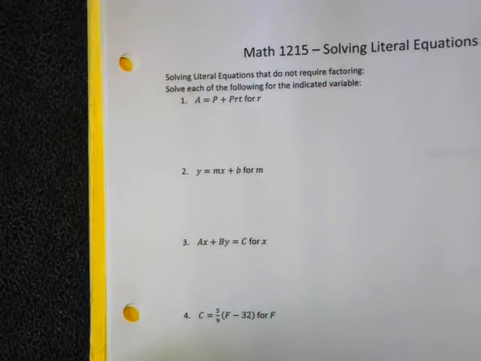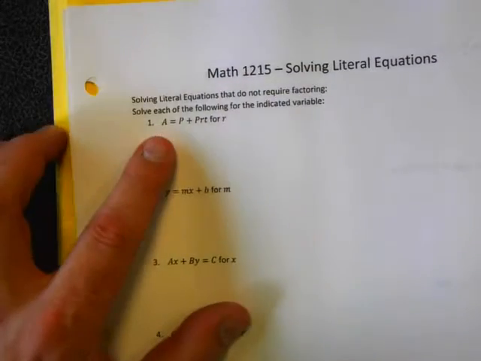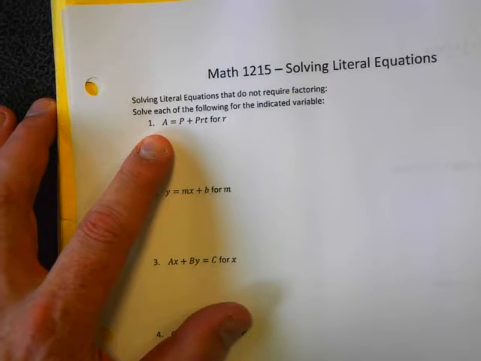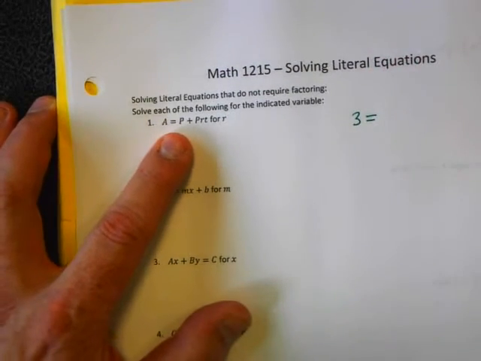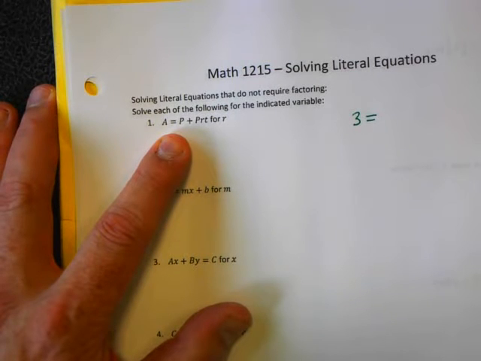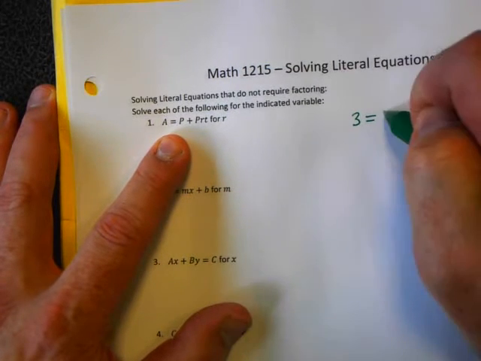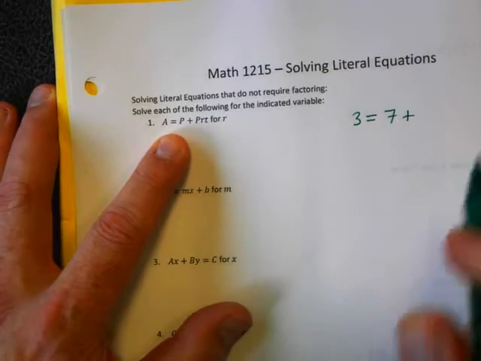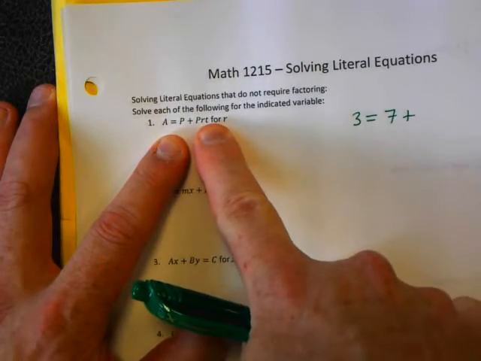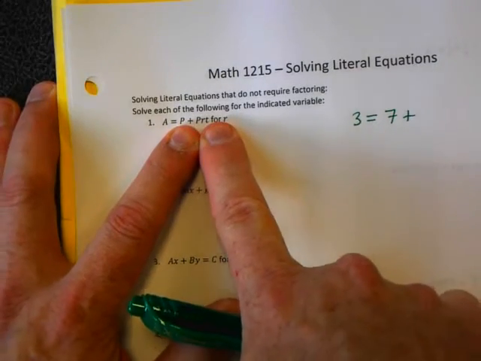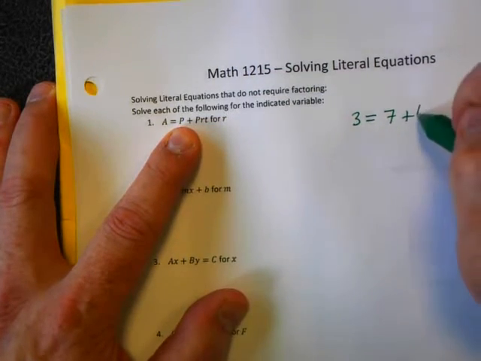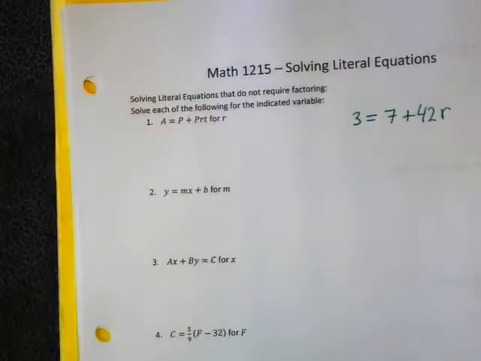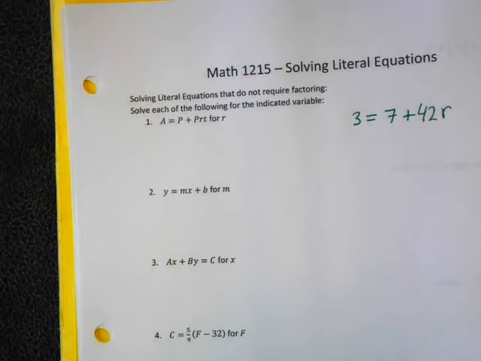All right, so for just a minute here, I'm going to plug in some numbers. Make up a number for A. 3. 3 equals, make up a number for P. 7. Plus, T we'll call 6. So if P is 7 and T is 6, what's 7 times 6? 42 R. So just for a minute, let's pretend that we didn't have letters. Let's just pretend that we had numbers.